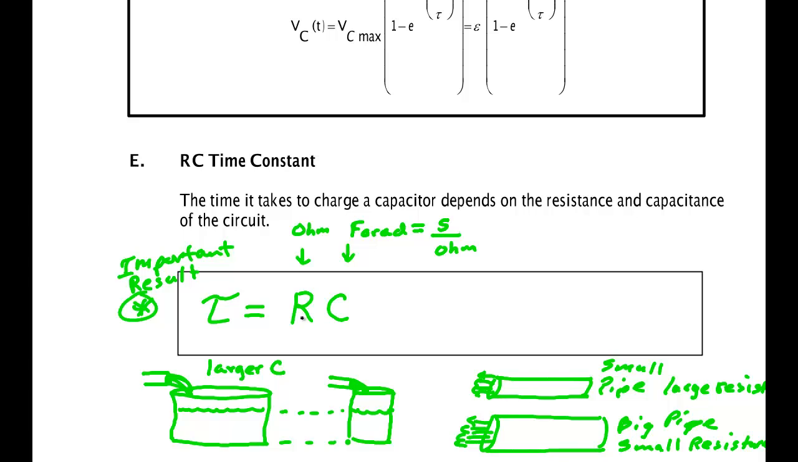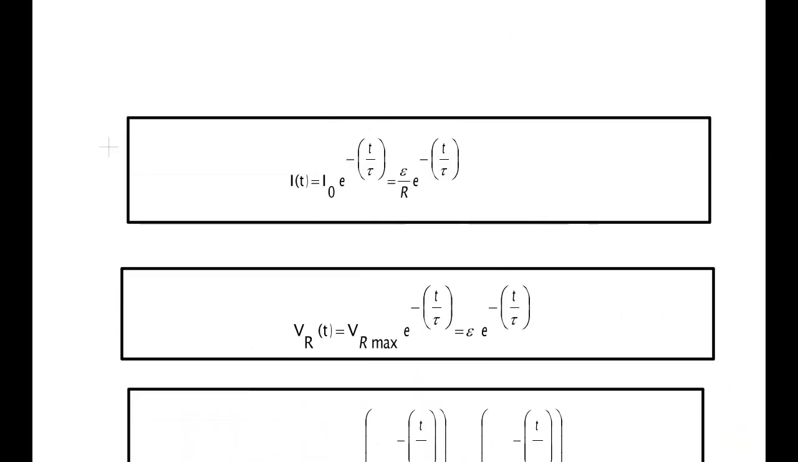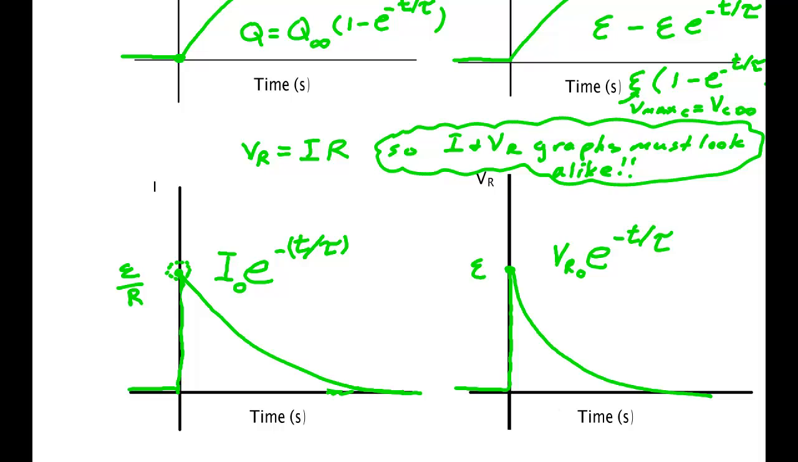A big R means the charge finds it harder to flow through the circuit, so it takes longer to fill up the capacitor. So take the resistance in the circuit, multiply by the capacitance, and that gives you the time constant. Now the time constant tells you how long it takes for this to go down by e to the minus 1, or this one to go up to 1 minus e to the minus 1. And that turns out to be a little more than 30-something%, and a little bit less than 70%. Okay?